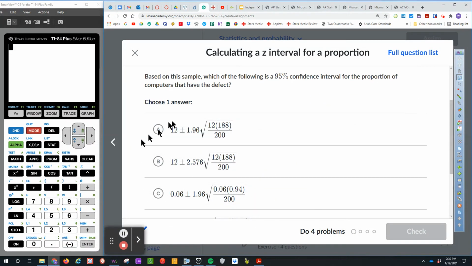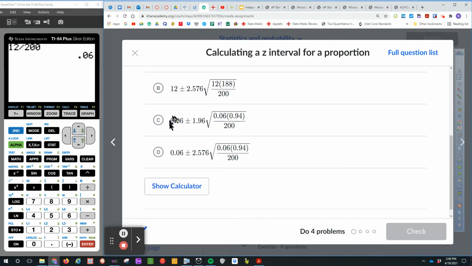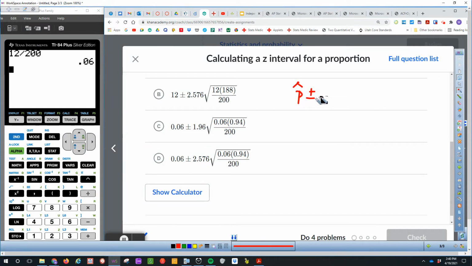So let's take a look at what we need to put. The sample is 200, and out of that, 12 computers have the defect. So the sample proportion will be 12 divided by 200, which is 0.06. So it's either C or D, because this is the point estimate, the p hat. If I were to write the formula again, the square root of p hat times 1 minus p hat divided by n. Both have 0.06 as p hat.